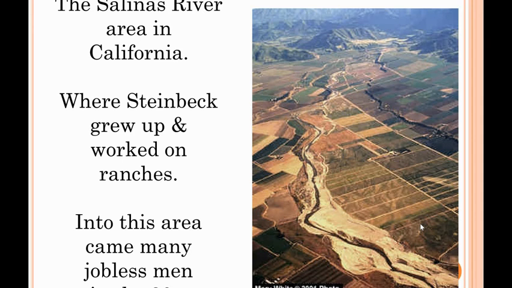Okay, so again, here's a picture. This is what I showed you in class last week. We have the picture of the Salinas River area in California. This is where Steinbeck grew up and worked on ranches. And into this area came many of these jobless men in the 1930s. So this is where George and Lenny came.